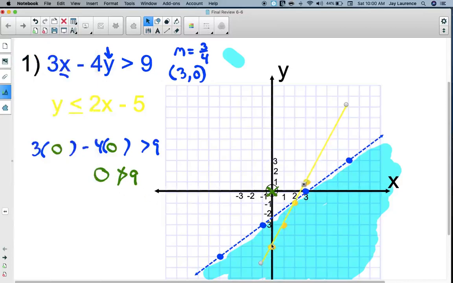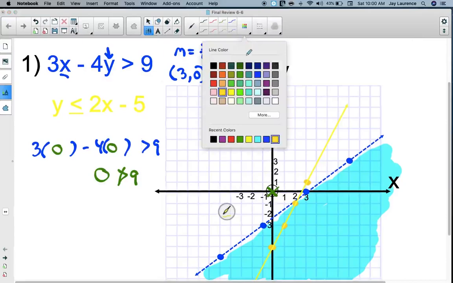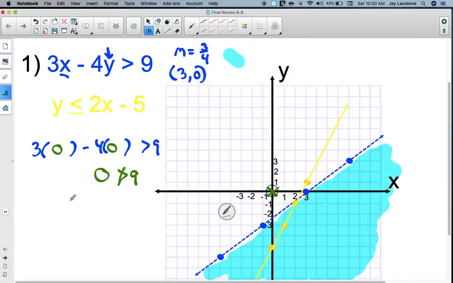All right, and I'll just extend it a little further. You want your lines to extend to show 4 regions. First region's here, second region's there, third region's there, fourth region's there. It's like an X. Okay, now I got to do my test point.